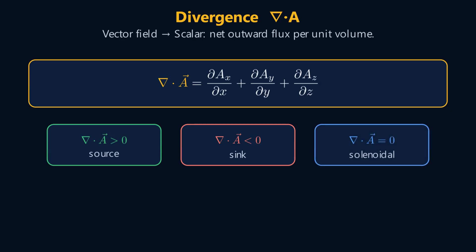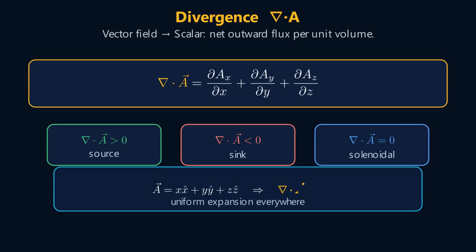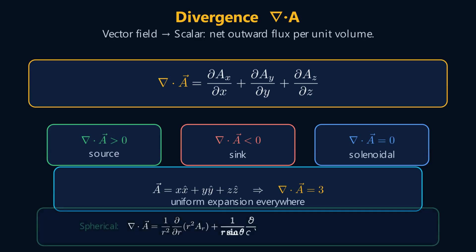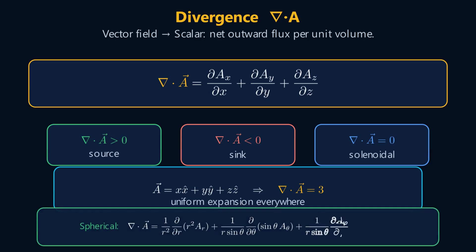A positive divergence means the field is a source at that point. A negative divergence means the field is a sink. Zero divergence means the field has no net outward flow. It is solenoidal. For example, the field A equals x hat plus y hat plus z hat has divergence equal to 3, meaning it uniformly expands everywhere.